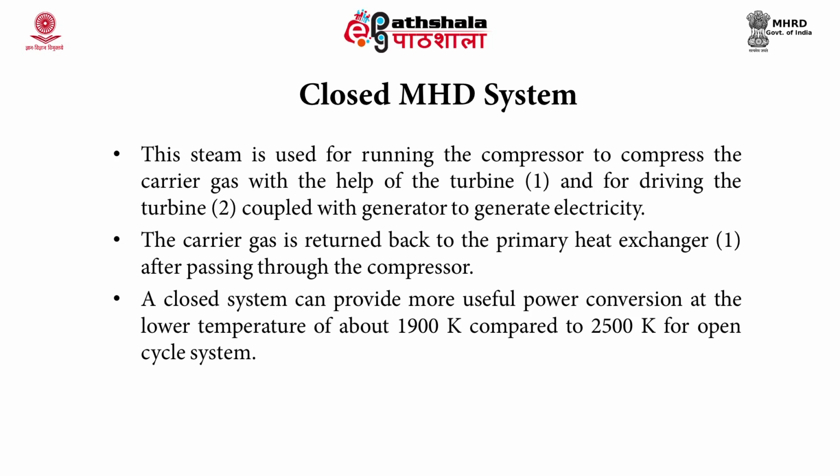A closed cycle system can provide more useful power conversion at a low temperature of about 1900 Kelvin compared to the 2500 Kelvin for the open cycle system. The lower operating temperature in the closed system allows a wider choice of materials to be used with the system.